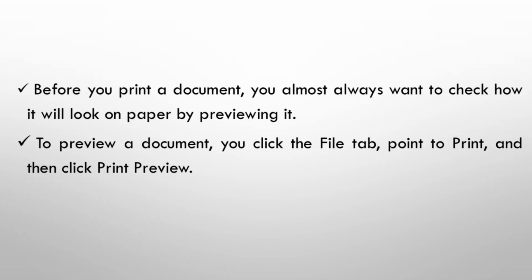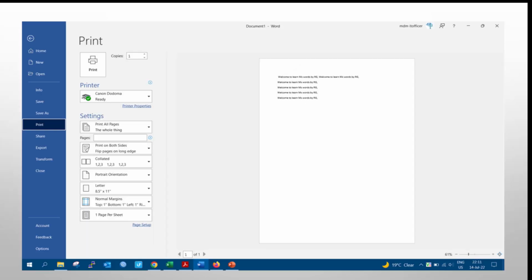Before you print a document, you almost always want to check how it will look on paper by previewing it. Previewing is essential for multi-page documents but is helpful even for one-page documents. To preview a document, you click the File tab, point to Print, and then click Print Preview. This view shows exactly how each page of the document will look when printed. Word displays a Print Preview tab on the ribbon to provide tools for checking each page and adjusting if you don't like what you see.